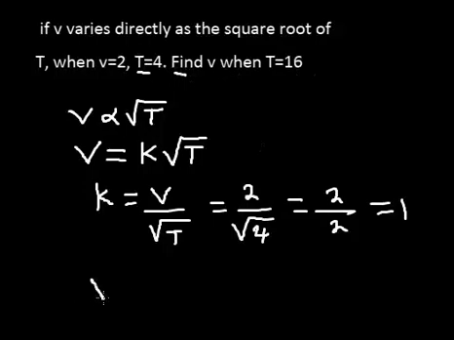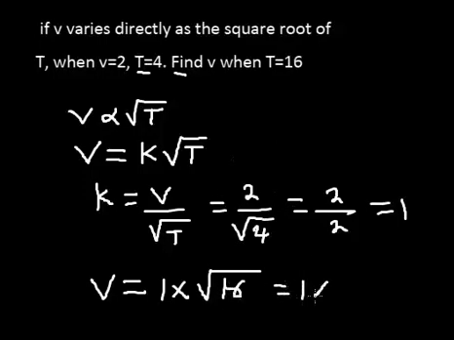So v is going to be equal to k, which of course is 1, multiplied by the square root of t, and t is 16 as given. So that's 1 times the square root of 16, which is 4. So v becomes equal to 4. Take note of that. Let's pick another question.